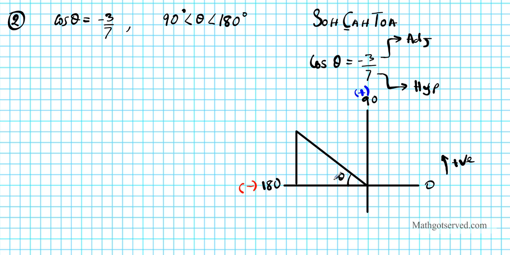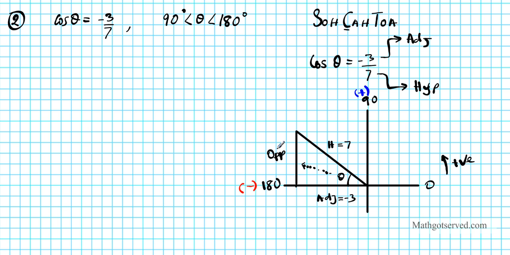Now this is theta. That means the side opposite the angle is your opposite. This is opposite right here. We do not know what opposite is. This side right here is the adjacent. The adjacent is -3 because you're going to the left. And then your hypotenuse h is 7.